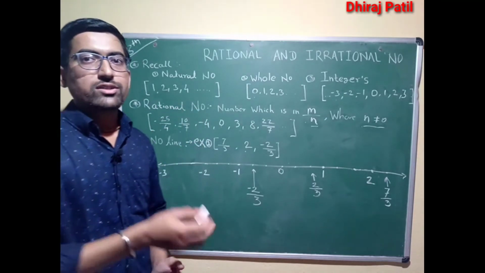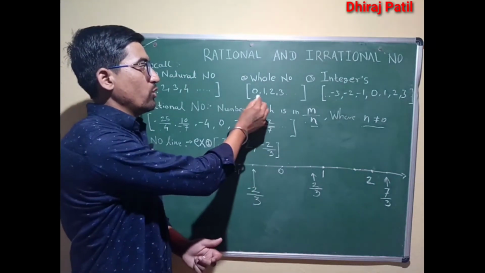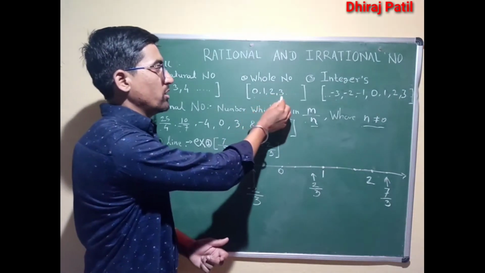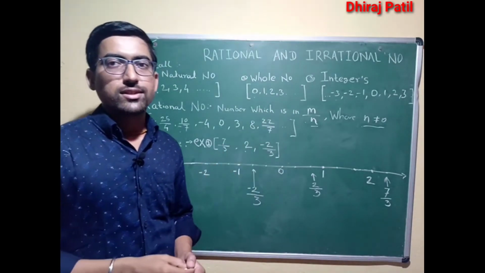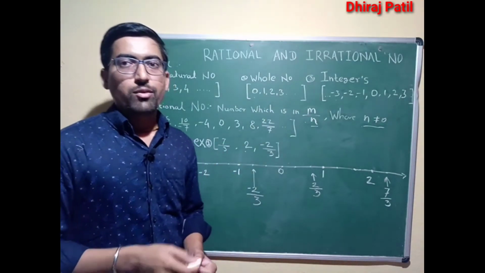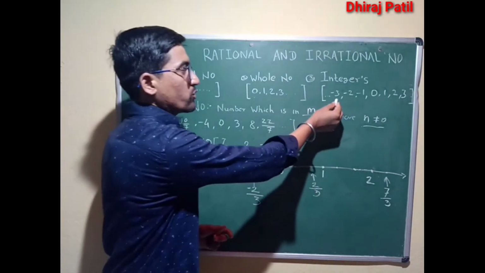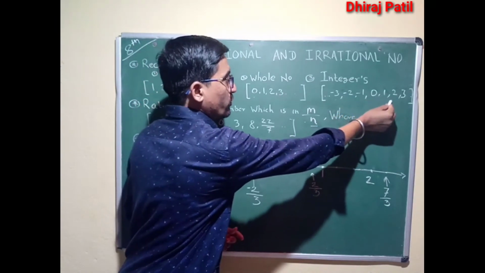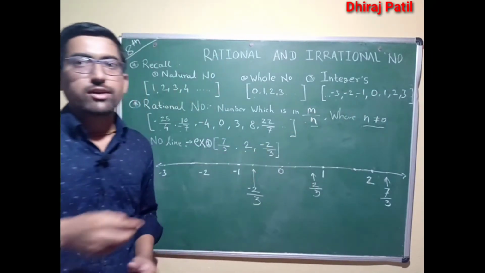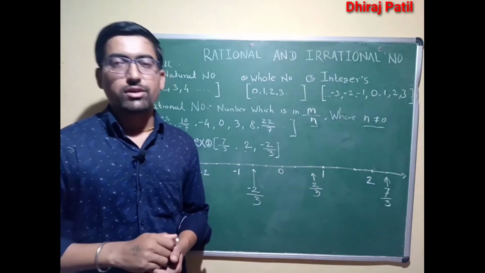The second one is, what are whole numbers? Whole numbers include 0: 0, 1, 2, 3, and so on. And the third one is, what are integers? Integers are nothing but the negatives and positives of natural numbers: -2, -1, 0, 1, 2, 3. These are our integers. We have learned this in our previous knowledge.